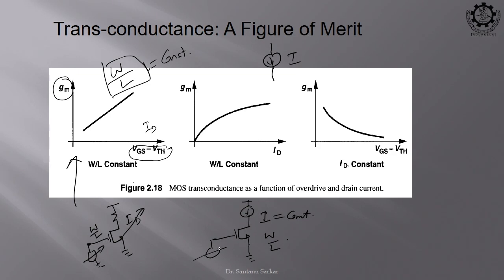Okay. This I can vary or not. Then in this case, this is the third case, where ID is constant, but VGS minus VTH is a variable, and W by L you can keep constant. So, depending on your conditions you will get the same GM, but it will behave in 3 ways.